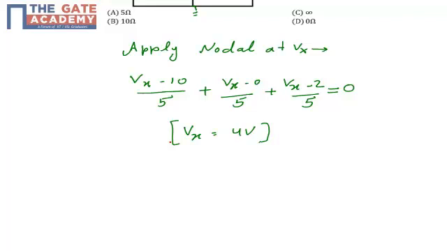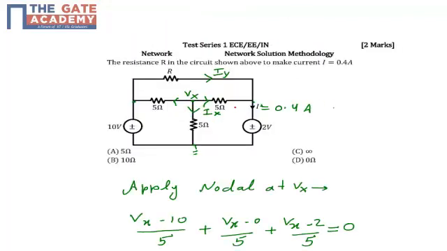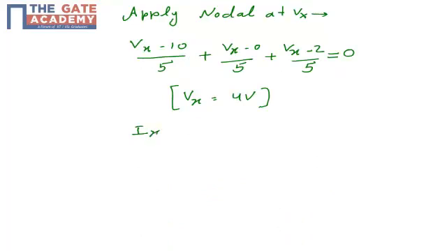You can see in the diagram that the current Ix is nothing but (Vx minus 2) by 5, because Ix is the current flowing in this 5 ohm resistor. So I can calculate the value of Ix as (Vx minus 2) by 5. I know my Vx is 4 volt, so (4 minus 2) by 5 is equal to 0.4 ampere.